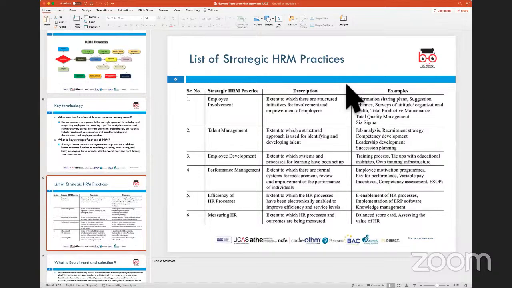One, they look at employee management. They look at talent management. Talent management means every company's goal is to retain the best employees in the organization. They don't want them to leave.